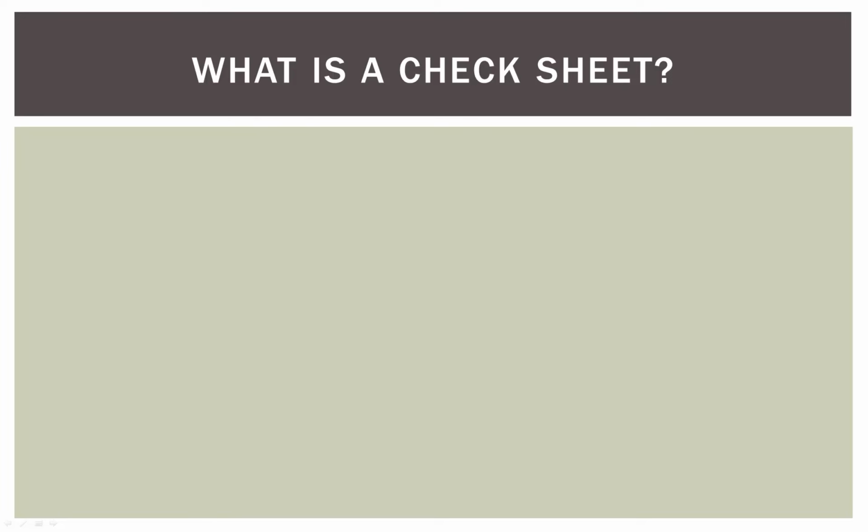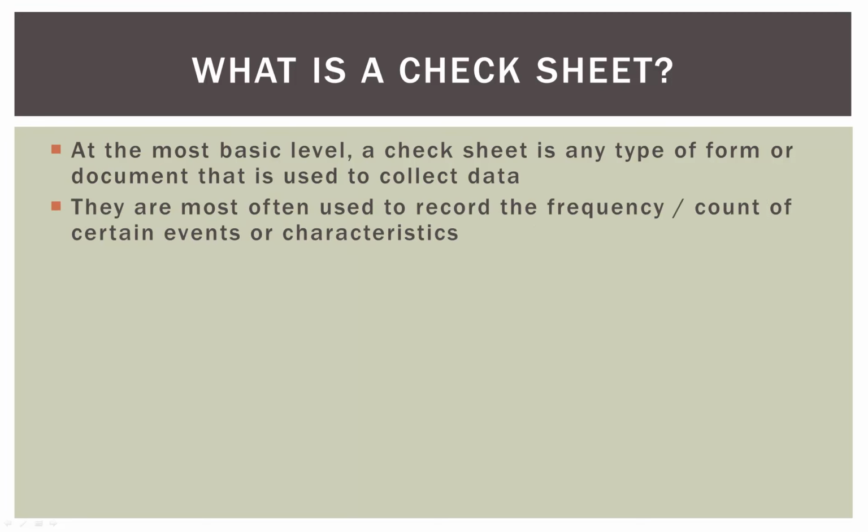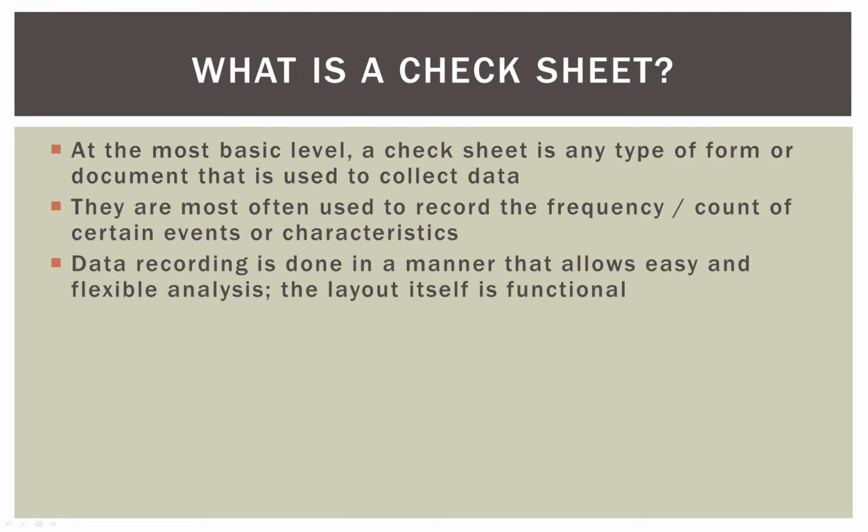Okay, so let's review and then we'll be done with this video. Just a reminder, a check sheet is just any type of form that is used to collect data, and as we've seen in our examples, most often it's used to collect the frequency of certain events or to count certain events. Data recording is done in a manner that allows easy and flexible analysis. If you remember in our Excel spreadsheet, the check sheet we set up was very simple. We just had explanations on the left and years along the top, and because of its simplicity, we were able to do various things as far as graphing and stuff like that.